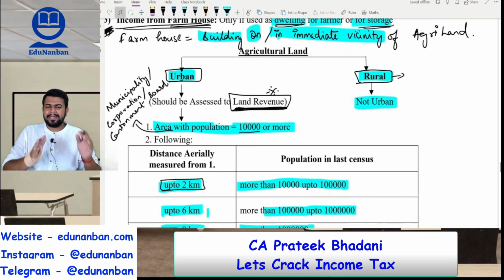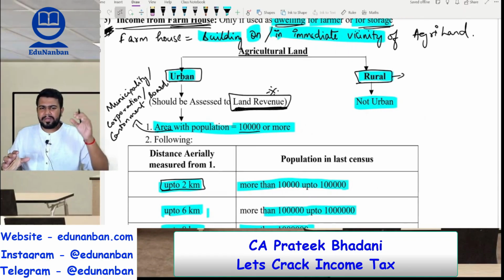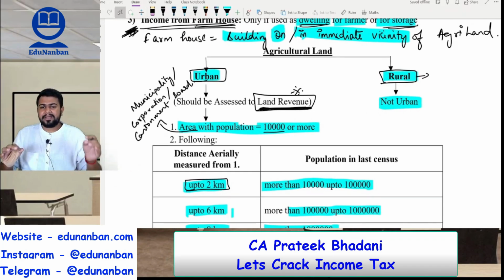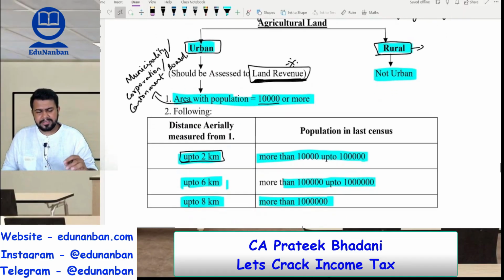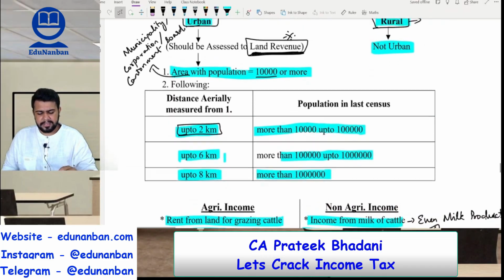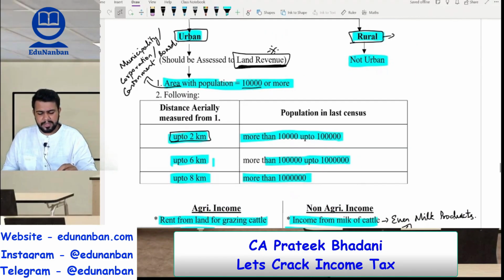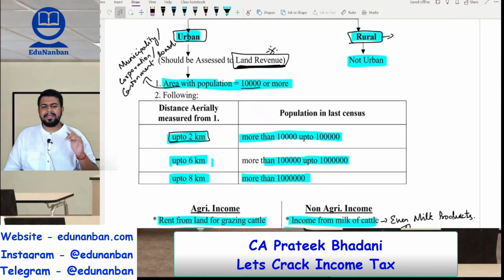So if a land is in a rural area, it will be considered rural agricultural land, but if the agricultural land is in an urban area, it will be called an agricultural land only if it is assessed to the land revenue. Okay, chitta, adangal, patta, etc. Now, what is urban area? Urban area is an area with the population of 10,000 people or more as per the last census. 10,000 people or more.